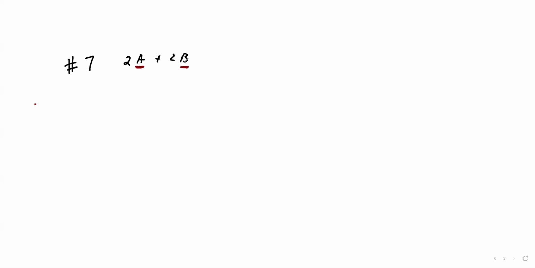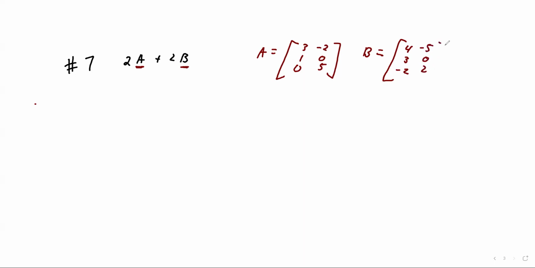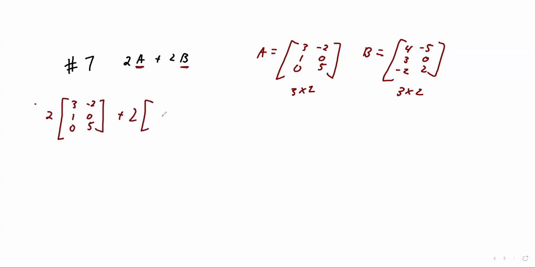And as I look at matrix A, it is 3, 1, 0, negative 2, 0, 5. Matrix B is 4, 3, negative 2, and then negative 5, 0, 2. I can see that this is a 3 by 2, and then this is a 3 by 2. So therefore, they're the exact same size, so I can add. To do this, I'm just going to write it out. So this is going to be 2 times matrix A, and then plus 2 times matrix B.